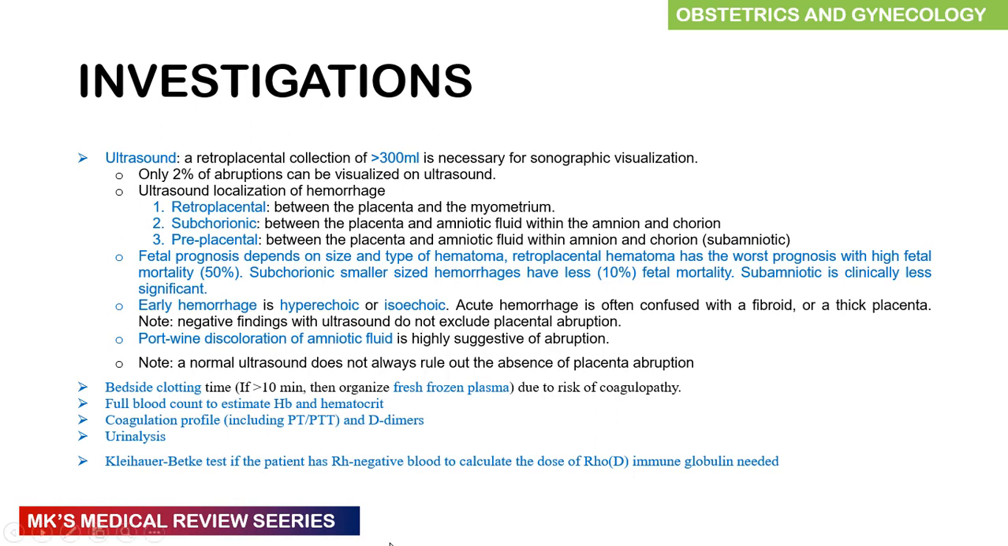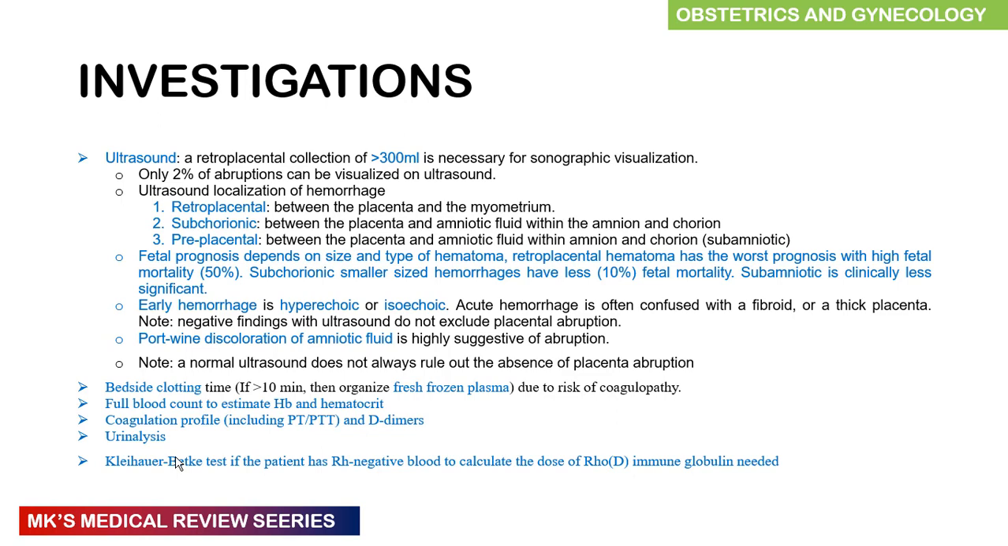Then, of course, you should also do your coagulation profile, including your PT, your PTT, your D-dimers, your fibrinogen, your bedside clotting time. If it's greater than 10 minutes, you should organize fresh frozen plasma because there's a risk of coagulopathy. Also, order a full blood count to estimate the Hb and hematocrit. Do a urinalysis as well as a Kleihauer-Betke test if the patient is rhesus negative, because you want to calculate the dose of RhoGAM, your anti-D immunoglobulins.